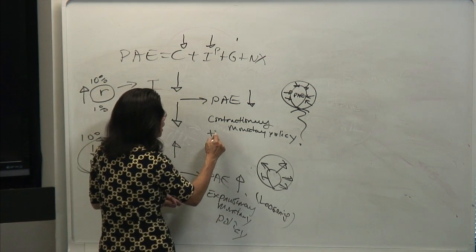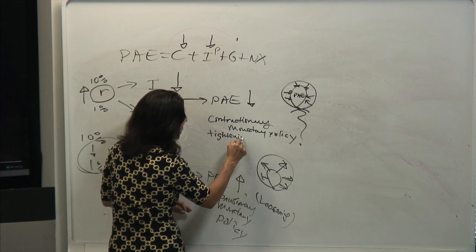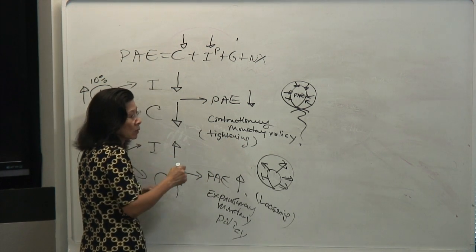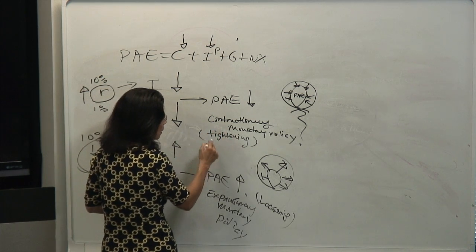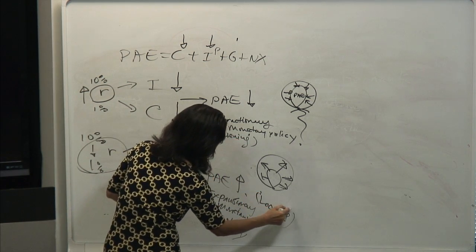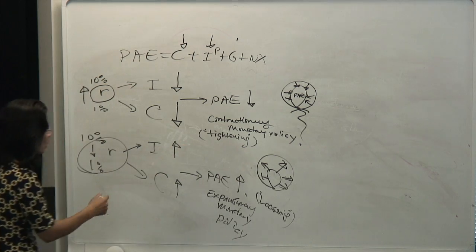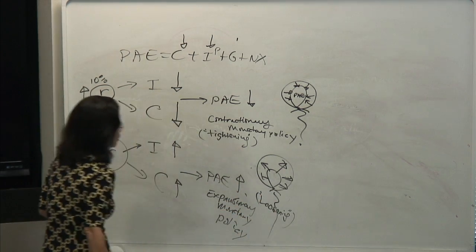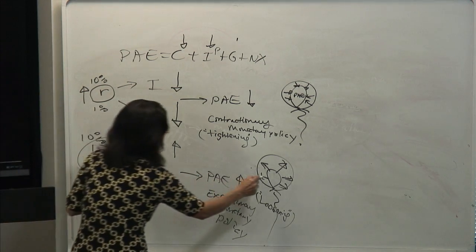Now up here we call it tightening, like you're tightening the belt. If you tighten it, it means you're making it smaller, so that's the same as contractionary monetary policy. So I want you to be familiar with these terms so you know we mean the same thing. Oh, what happened to the balloons? There. So we got bigger.